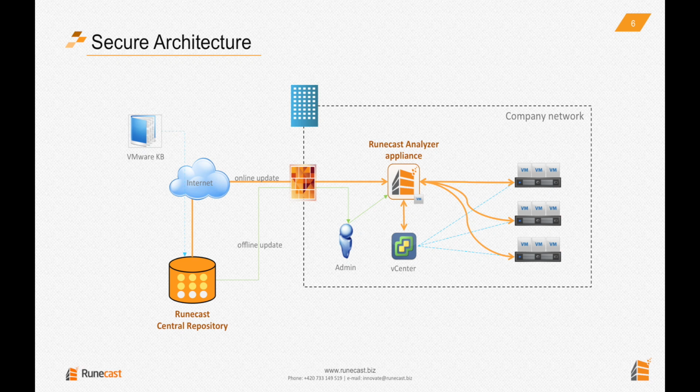Only when you're downloading the new updates, you can connect it to our central repository so that it can update itself with the latest features or the latest KB definitions. But you can also use the offline update option. So as an admin, you can just download an ISO file from the central repository, attach it to the Runecast Analyzer appliance, which is just a single virtual machine, and use the standard VMware interface that you're familiar with to do the update.